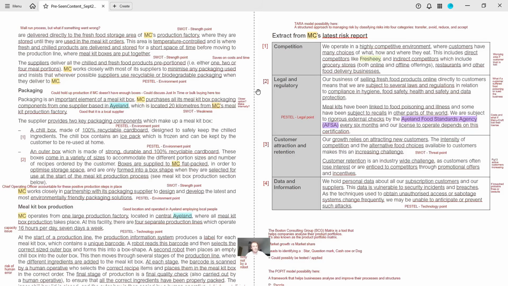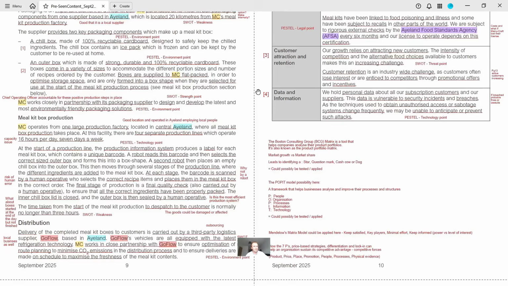Not much more to say. There are lots of positives that we keep going for. And then we come on to the actual MenuCraft now works closely in partnership with its packaging supplier to design and develop the latest and most environmentally friendly packaging solutions. So again, another PESTLE environmental point there from a positive point of view.